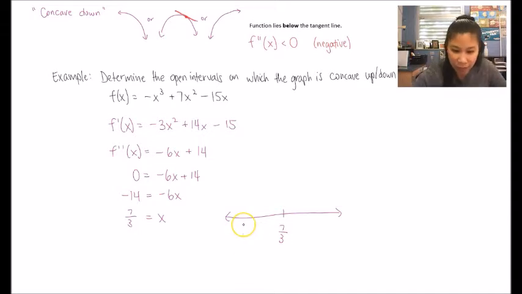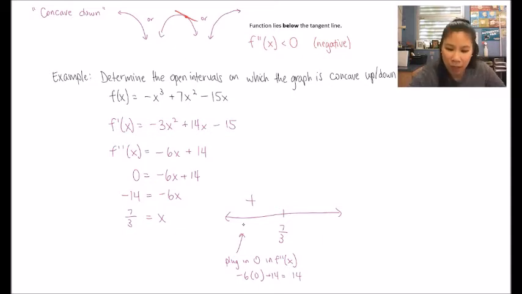So when I plug in 0 into my second derivative, I end up with -6 times 0 plus 14, which is positive 14. So I'm going to get a positive number over here. And then on this side, let's just plug in 3. And again, you don't have to choose 3. You can choose any number that's bigger than 7/3. I end up with -4, which is a negative number.